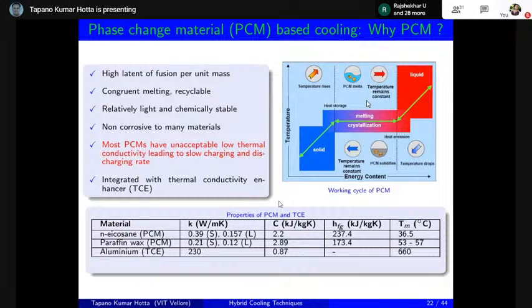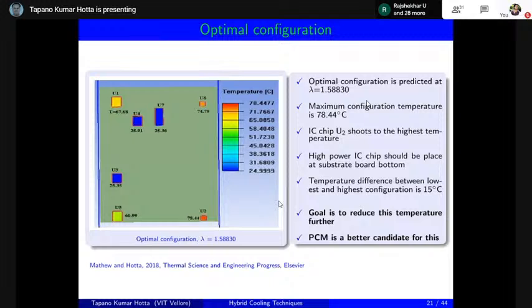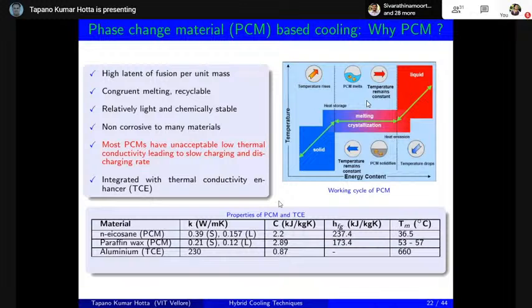So as I told you, in the previous slide my temperature was around 78.44, and this was purely air cooling. Now we want to reduce the temperature further. So we have not disturbed that configuration. The same configuration we have considered, but only a new technique we are now going to follow, because our objective is to bring down the temperature. So we have gone to the PCM, phase change material, cooling.